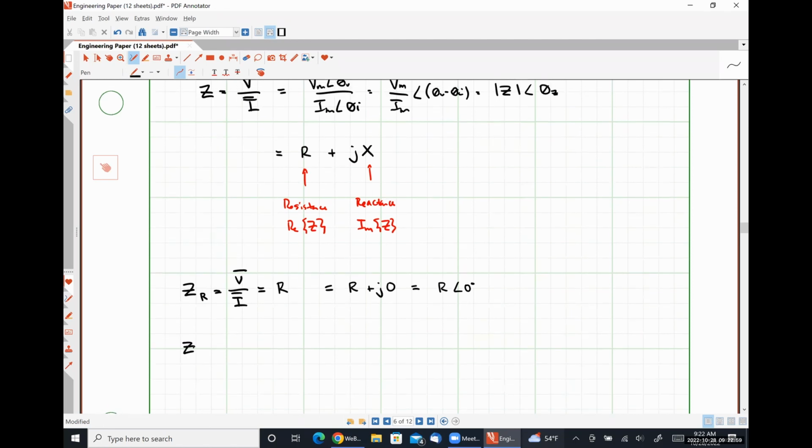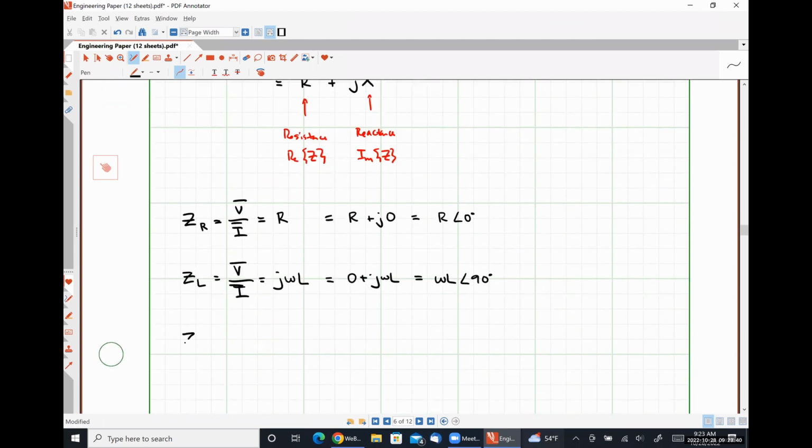Now let's talk about an inductor. So using the current-voltage relationships that we just derived a few moments ago, we'll find that the impedance of an inductor is jωL, or 0 plus jωL as a rectangular form complex number, or ωL angle positive 90 degrees as a polar form complex number.